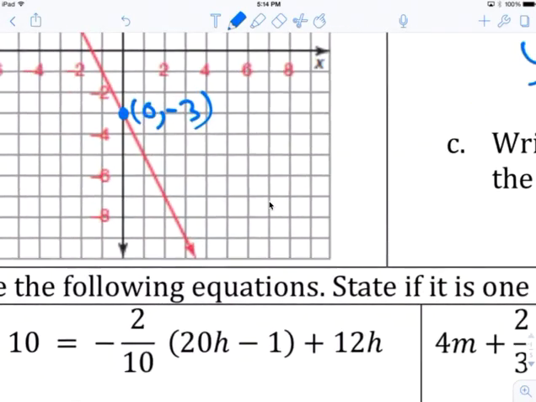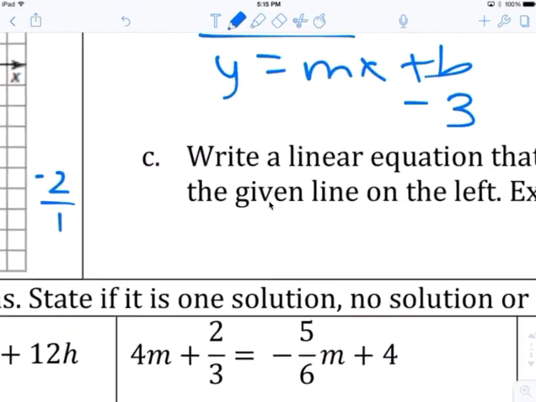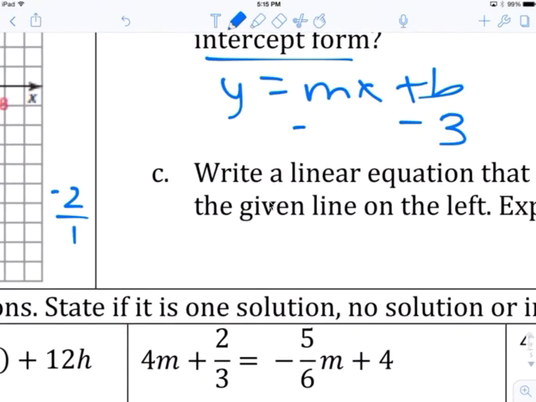For the slope, let's put in all the dots. Down 2, that's a -2, over 1. Down 2 over 1 is the same thing as -2. You can just put -2 here: y equals -2x minus 3.